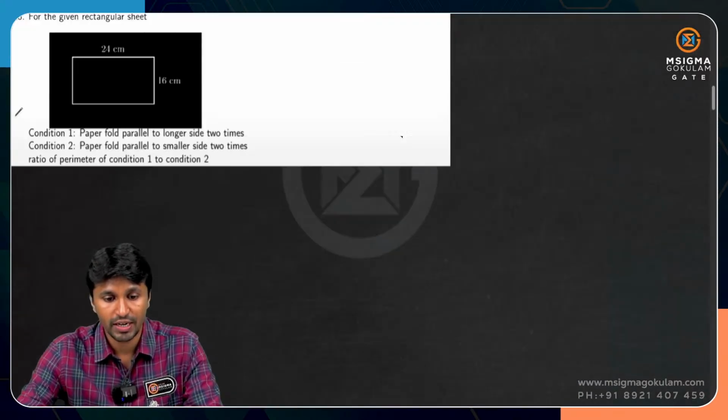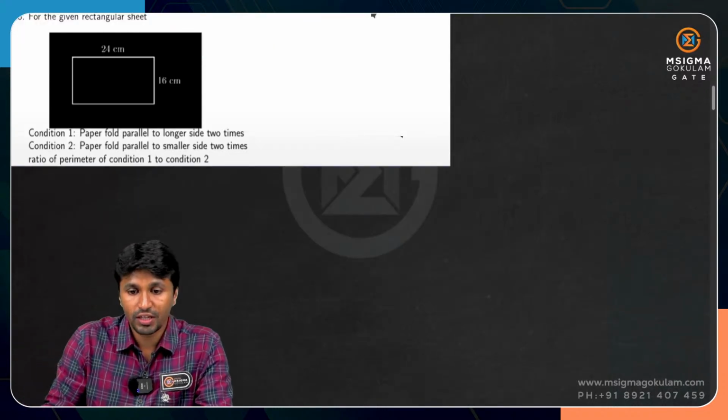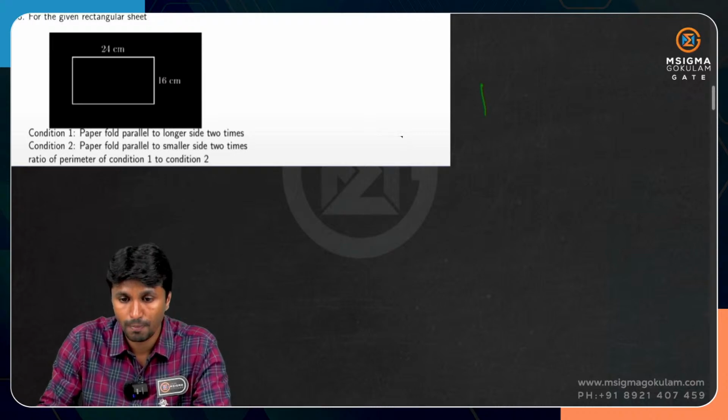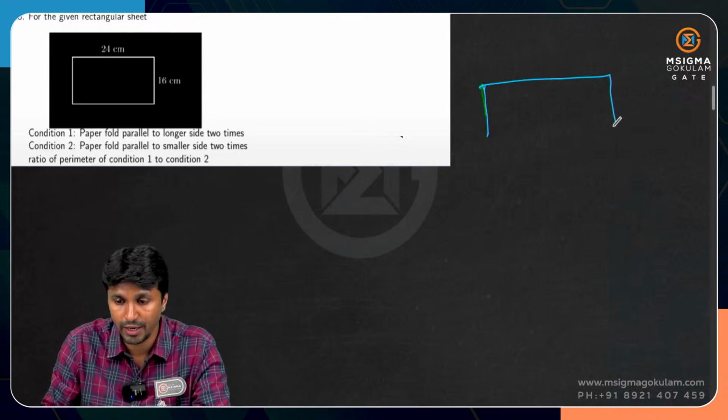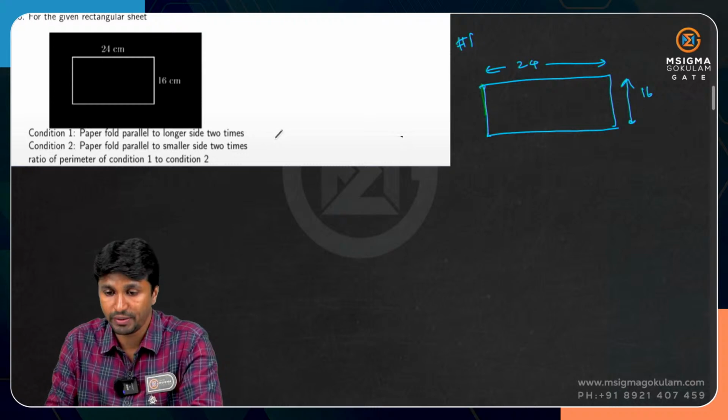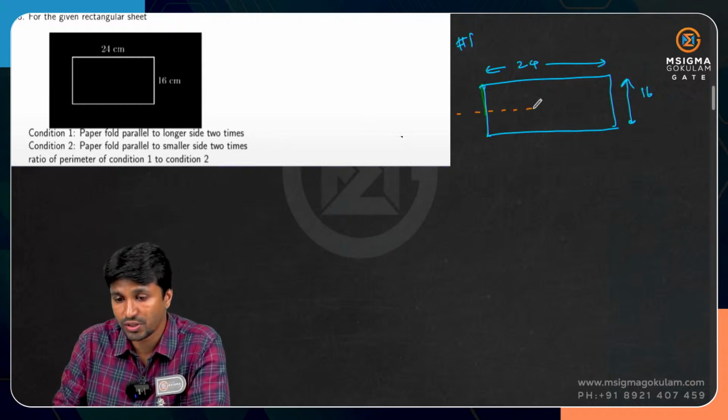Now let us move on to the next question. For the given rectangular sheet, he has given two conditions. Fold the paper parallel to the longer side 2 times. Look at this one, this is 24 centimeters, and this is 16 centimeters. All you have to do is fold parallel to the longer side 2 times. So this is parallel to the longer side.